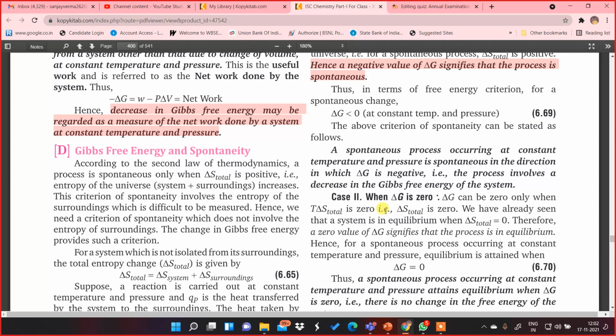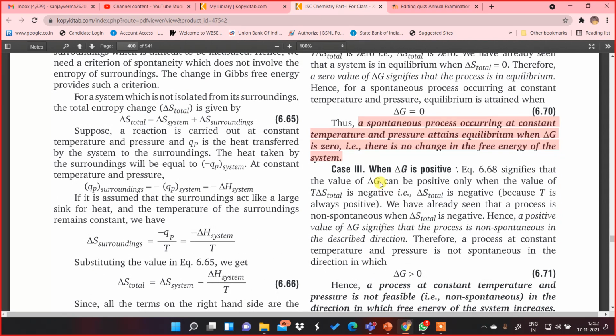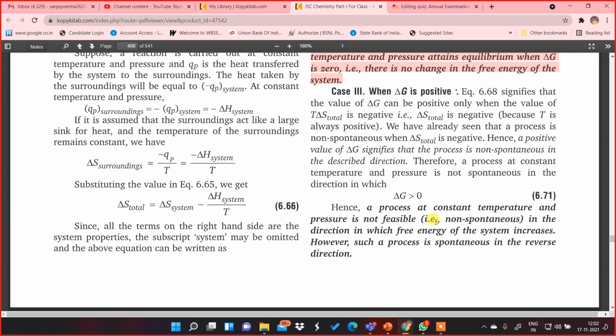Now, if delta G is 0, a spontaneous process occurring at constant temperature and pressure attains equilibrium when delta G is 0. There is no change in the free energy of the system. So remember that when delta G is 0, there is no change in the free energy of the system. Suppose if the value of delta G is greater than 0, at that time the process becomes not feasible at constant temperature and pressure. So the reaction is non-spontaneous. So this is the non-spontaneous case over here. Try to remember this also.